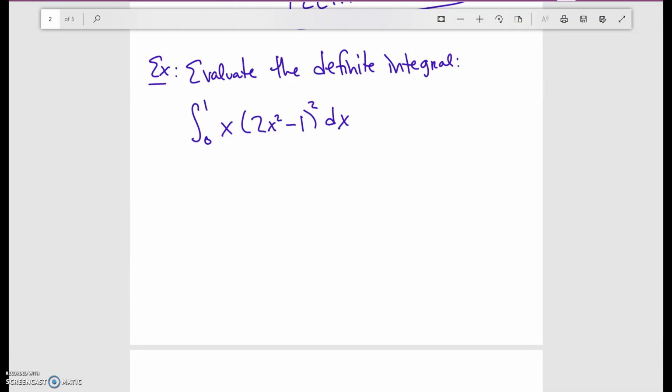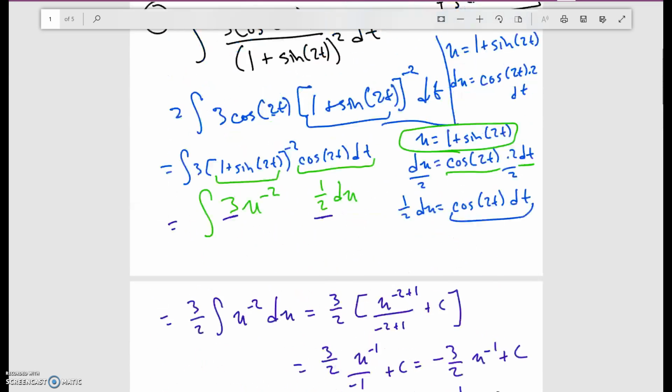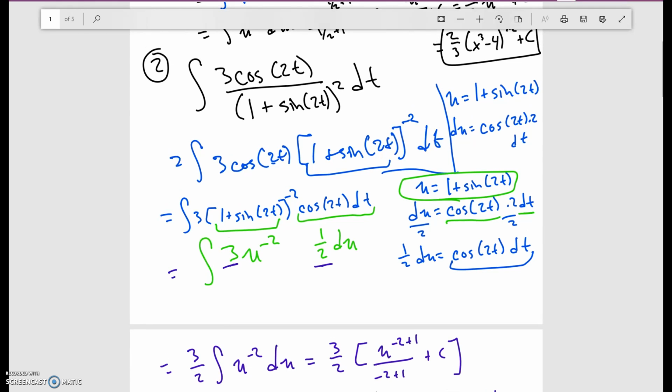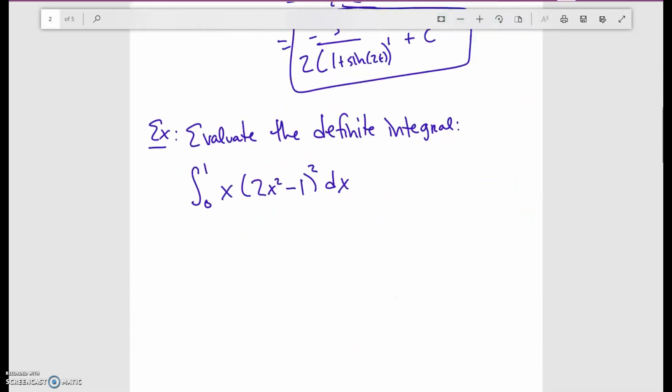So for this problem, we want to evaluate the definite integral. Now, notice that this one's a little bit different than the other problems because before we had no limits of integration. So we didn't have anything here or here. Now in this problem, we do have a number. We have from 0 to 1.